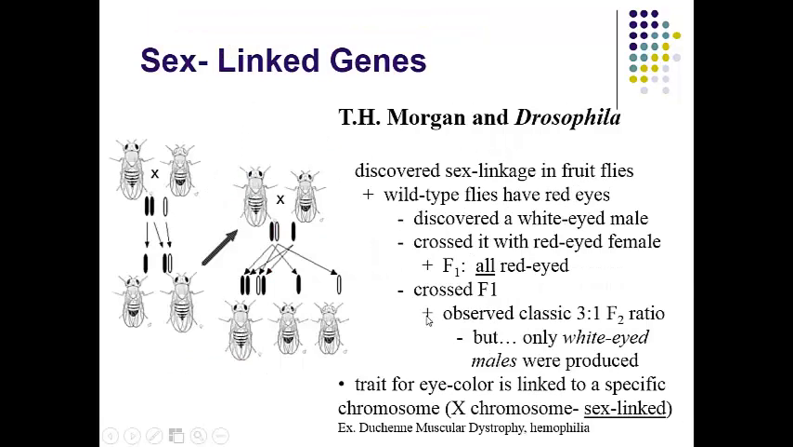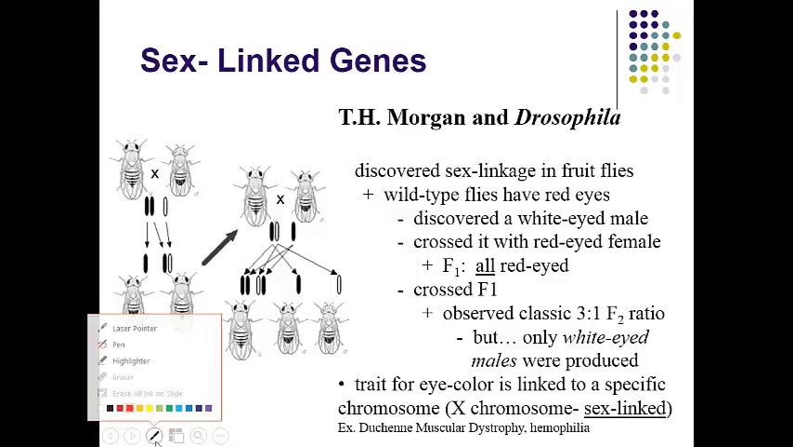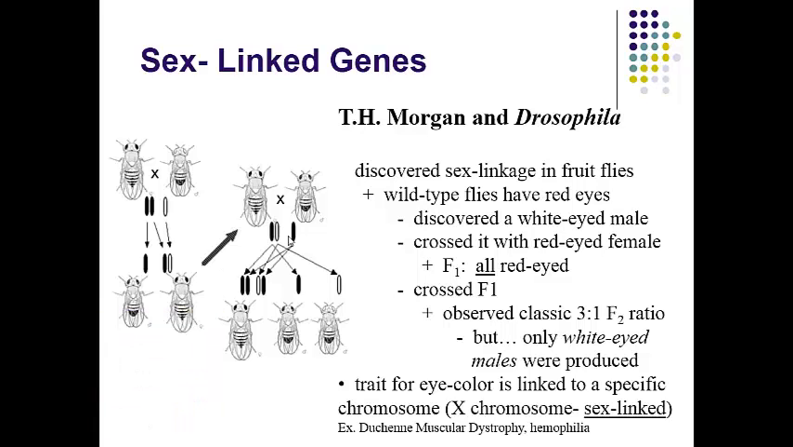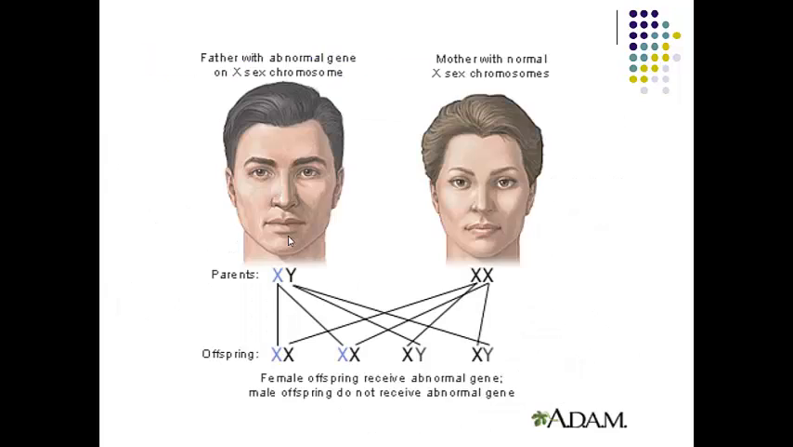An exception to Mendel's law of segregation takes place when we look at linked genes. Linked genes are when genes are associated with very specific chromosomes. An example of linkage is with sex linkage. Sex-linked genes are the genes that are found on the X chromosome. We know that males are XY and females are XX.